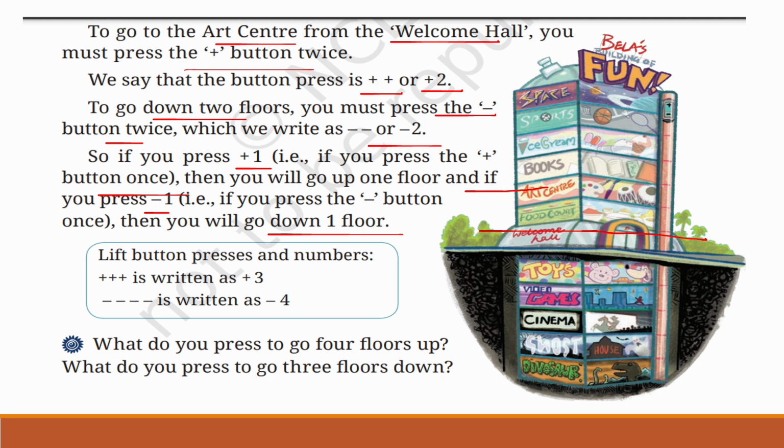Lift button presses and numbers. Plus plus plus is written as plus 3. Minus minus minus minus is written as minus 4. So what do you press to go 4 floors up? Plus 4. Then what do you press to go 3 floors down? Minus 3.